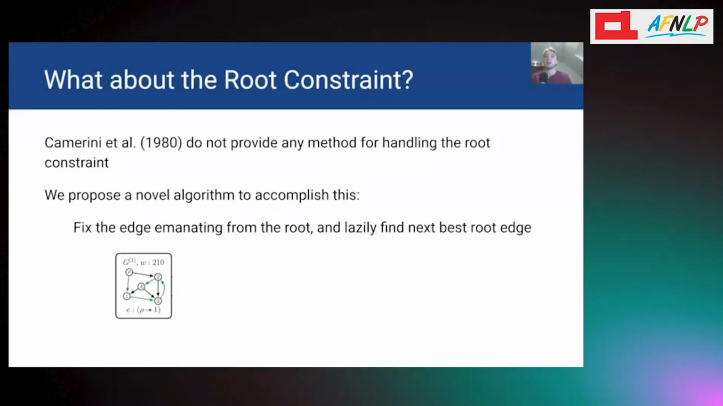We also provide a novel extension to enforce the root constraint on the k-best algorithm. Consider the best tree subject to the root constraint, once again highlighted in green. It will have one edge emanating from the root. Then the second best tree subject to the root constraint will either have the same root edge or a different one. We can therefore use the same k-best algorithm, restricting our graph to the same root edge, and lazily adding the best tree with a new root edge as needed.